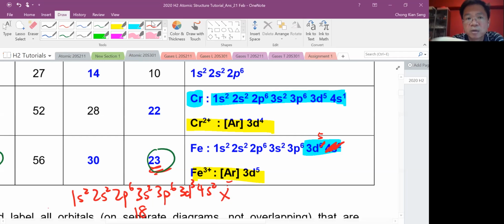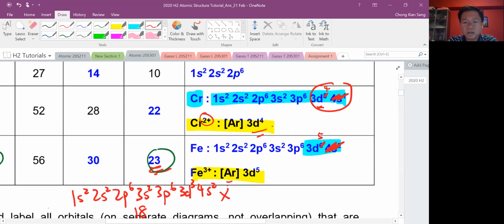Okay, remember 4s1 3d5. This is an anomaly because of the stability of the half-filled 3d orbitals. Then I remove 2 electrons because it's chromium 2+. I remove the 4s, I remove one of the 3d, so it becomes 3d4. So this is the electronic configuration for chromium 2+.